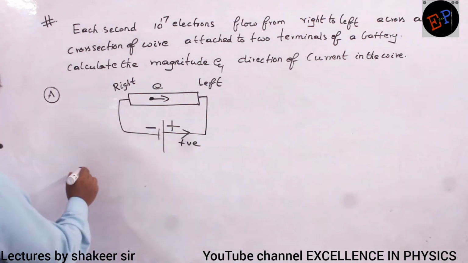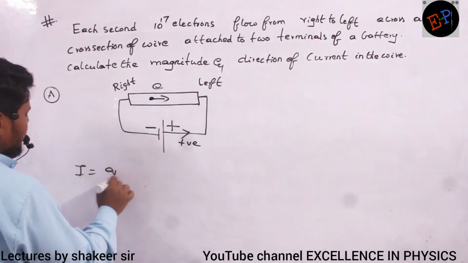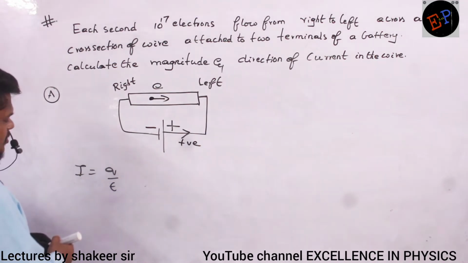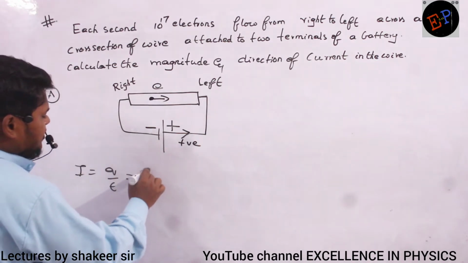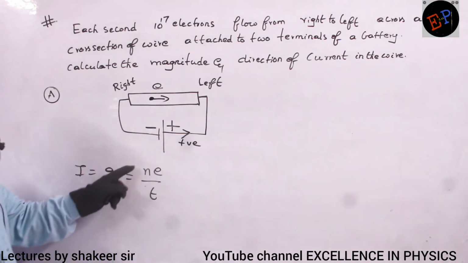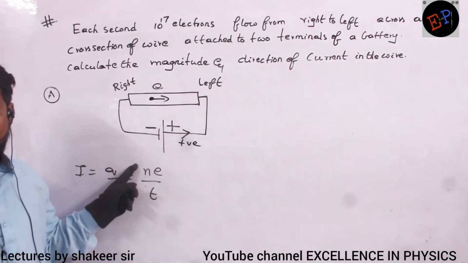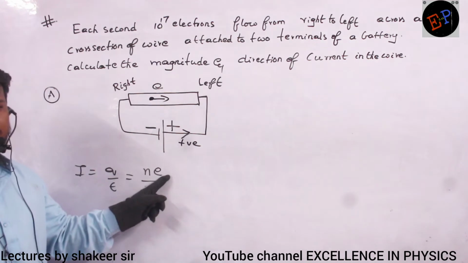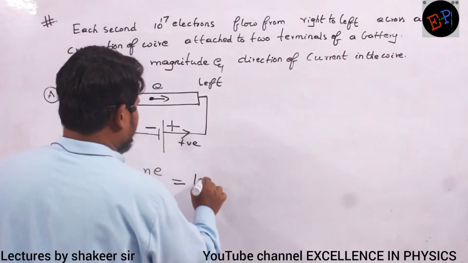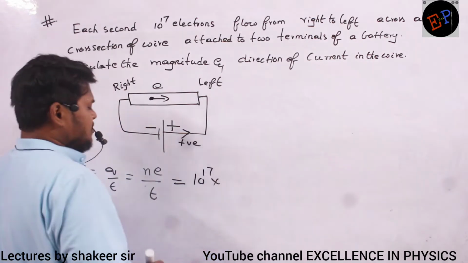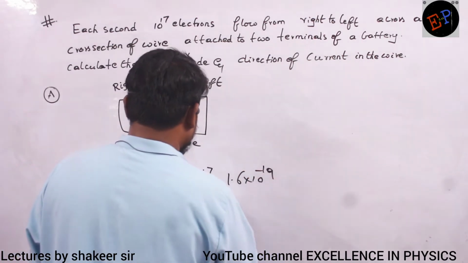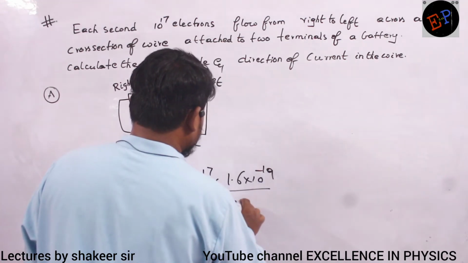Now the magnitude of current, how can I calculate? I is equal to q by t. What is q? Total charge. Q can be written as n into e, divided by t. What is n? The number of electrons which are crossing, and e is the charge of each electron. So the number of electrons is 10 power 17. The charge of each electron is 1.6 into 10 power minus 19 coulombs, divided by the time taken, which is 1 second.